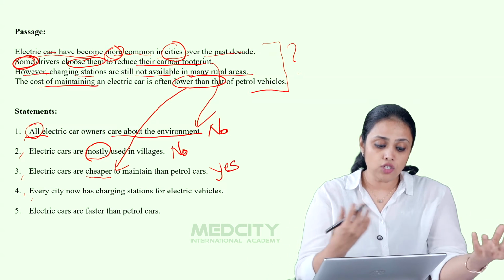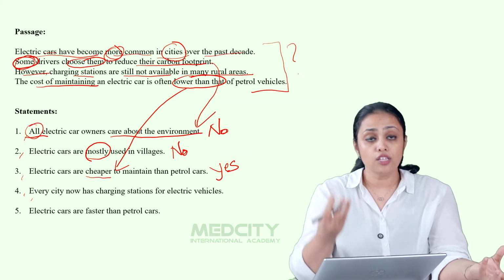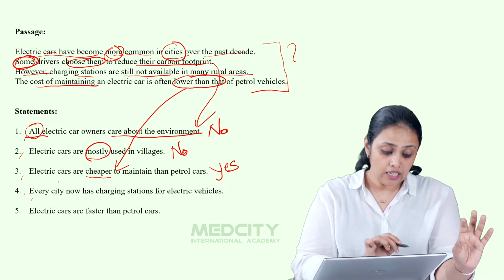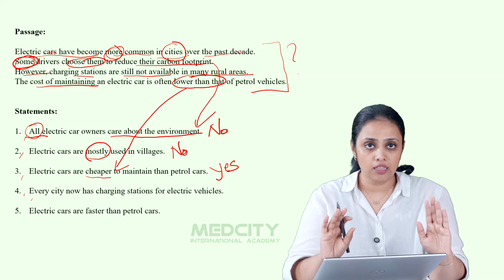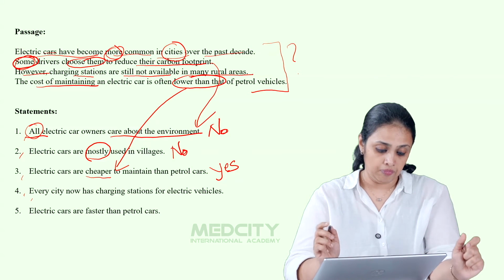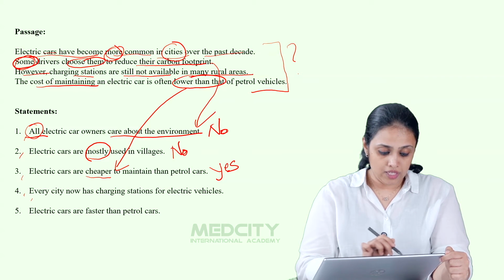Here it is said that the cost of maintaining an electric car is lower, but the statement says electric cars are cheaper to maintain. Words used are different, but the meaning that both convey is exactly the same. Now moving on to the fourth question.